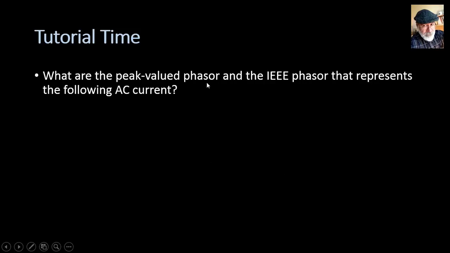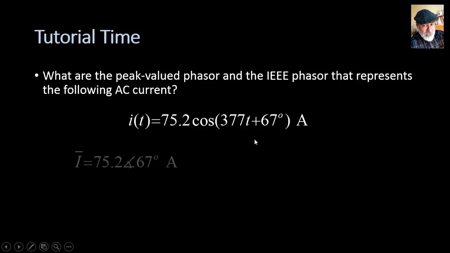What are the peak valued phasor and the IEEE phasor that represent that function of time? Well, the peak value phasor is just 75 at 67 degrees. And the IEEE phasor, the RMS phasor, is 53 amps at 67 degrees. Both of those phasors represent the same function of time, but they have different meaning.